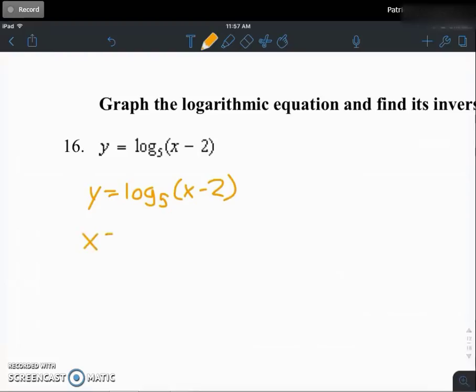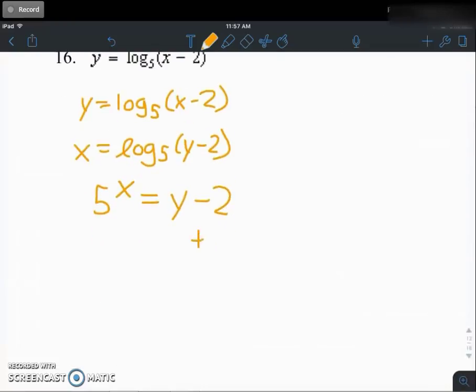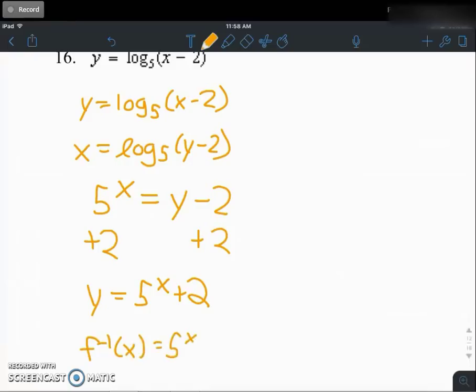So it's going to be x equals log base 5 of y minus 2. Now I'm going to solve for y. To solve for y I need to write it as an exponential. So it's 5 to the x equals y minus 2. And then I need to add 2 to both sides. So I get y equals 5 to the x plus 2. Again, notation is going to be f negative 1 of x equals 5 to the x plus 2.